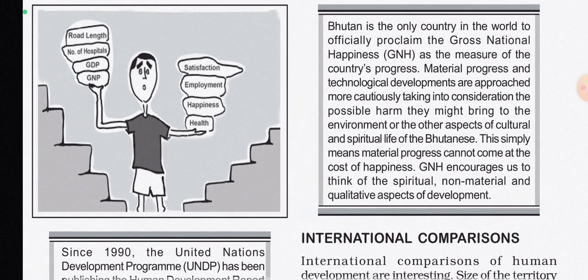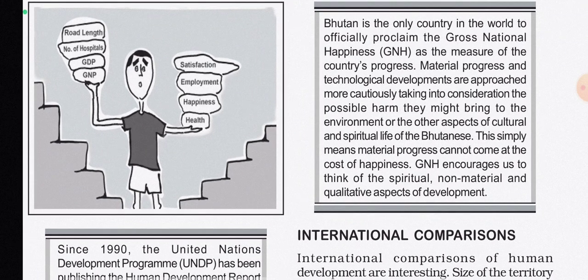Bhutan is the only country in the world to officially proclaim the gross national happiness as the measure of the country's progress. Only country in the world. Wow. Gross national happiness index. So Bhutan is the only country in the world with this as the measure of the country's progress.